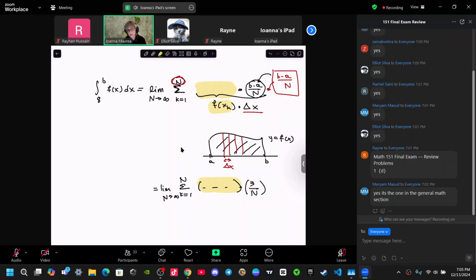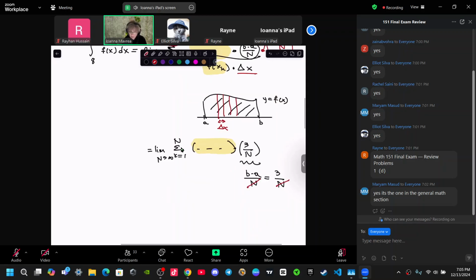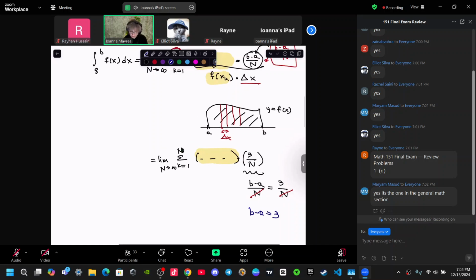We'll get to it later, right? That means this quantity is your b minus a over n. B minus a over n is 3 over n. So you can simplify this. Therefore, b minus a is equal to 3. Okay, so b minus a is equal to 3. And this integral, this limit of a sum that finds the actual signed area, could be positive or negative, is equal to the integral from a to b of f dx.